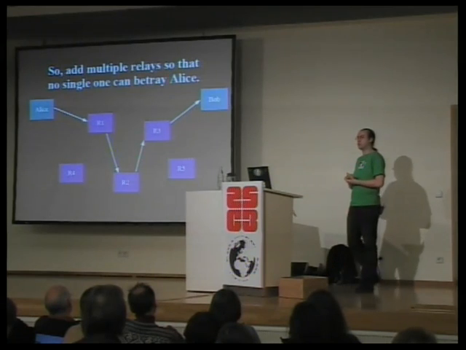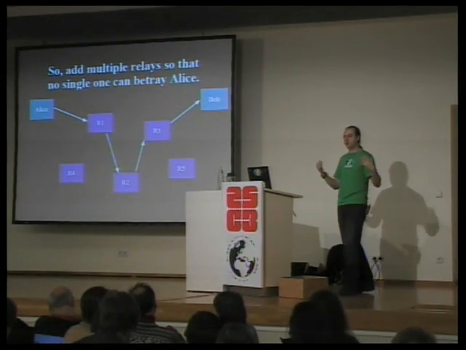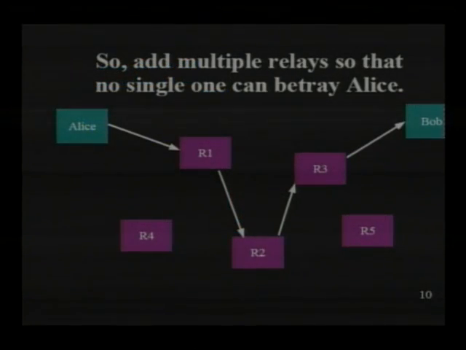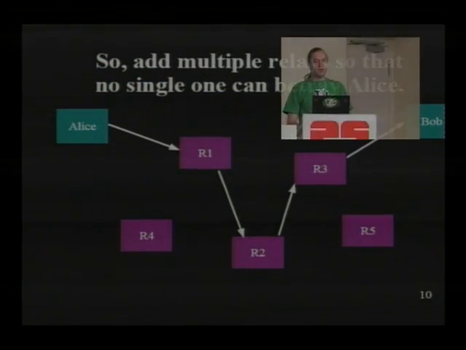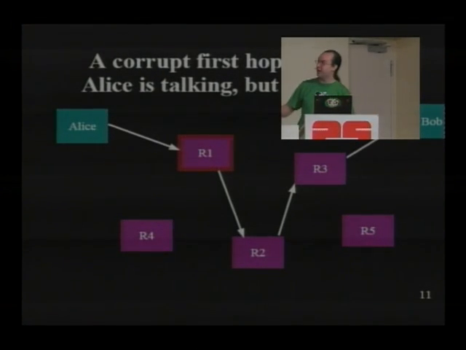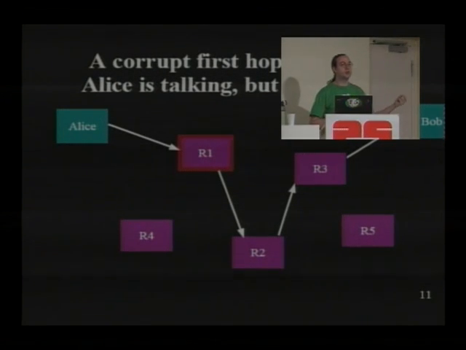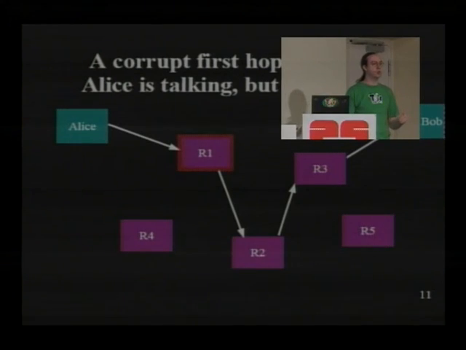So our goal is to distribute the trust. We want to have multiple different places that need to collaborate, that need to collude in order to figure out which Alice is talking to which Bob. So the idea is Alice is going to pick 3 hops and then connect to some Bob. And if the first guy is bad, if R1 is trying to figure out who's talking to who, he knows that Alice is using Tor. He just doesn't know where Alice is going, what Alice is doing.